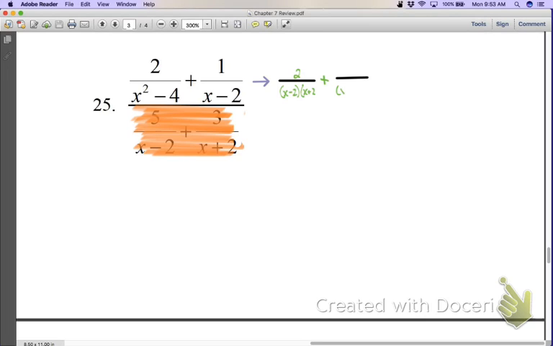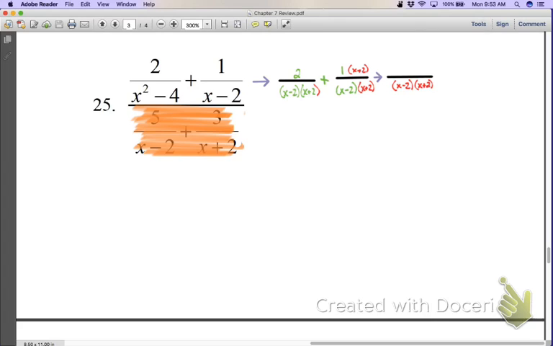So if I have an x minus 2 there and I have a 1, what am I going to need to do to get the denominators to be the same? What am I going to need to multiply it by? X plus 2. So x plus 2 and x plus 2. So then, as far as the top side is concerned, I'm going to have x minus 2 and I'm going to have x plus 2. Okay, on that denominator side.